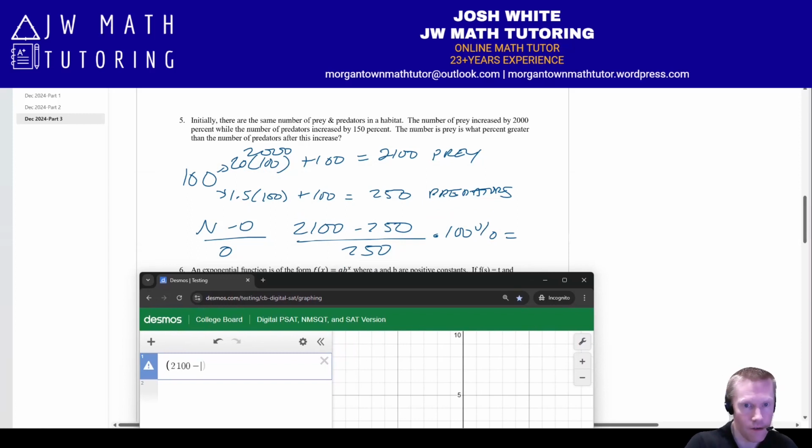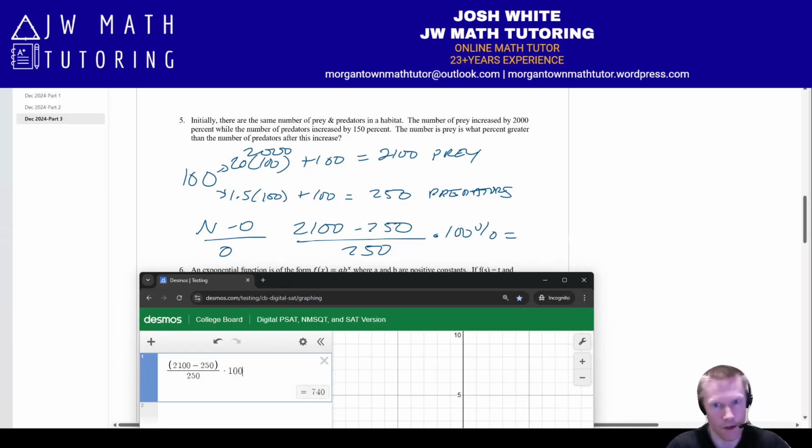Just slide this down. Okay, so that's our decimal equivalent, but then, of course, we want to multiply by 100. So we get 740%.